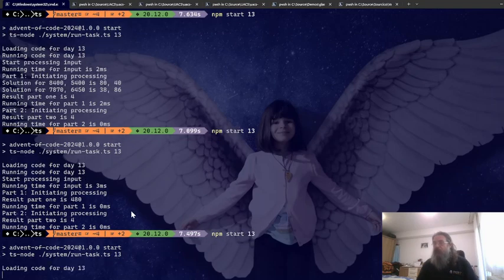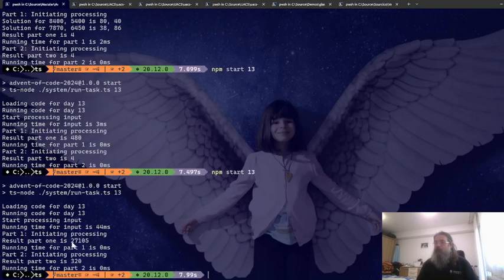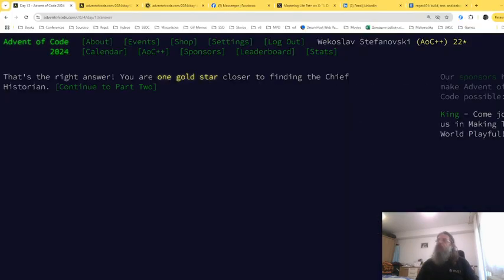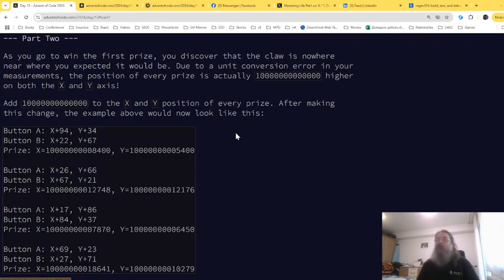And we're gonna spend 27,000 tokens to get them, and we're gonna get a star for spending that many tokens. Let's see what part 2 is. The claw is nowhere near where you expected it would be. Oh, it's actually that many times higher on both.